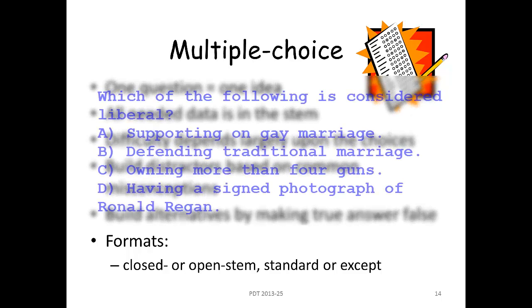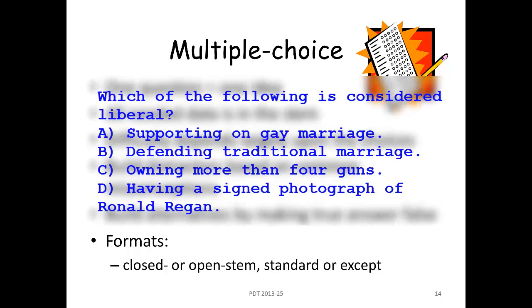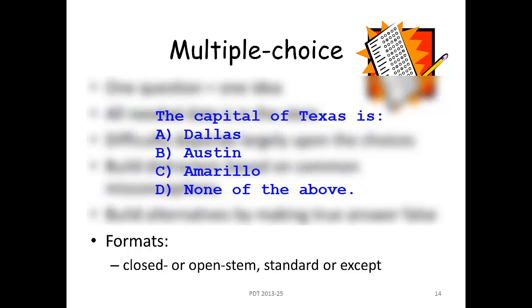Multiple choice questions can be closed STEM, meaning the STEM itself is a complete sentence and the alternatives are complete sentence answers. Or open STEM, in which the STEM is part of a sentence, typically ending in a colon, which is completed by adding in the correct alternative answer.